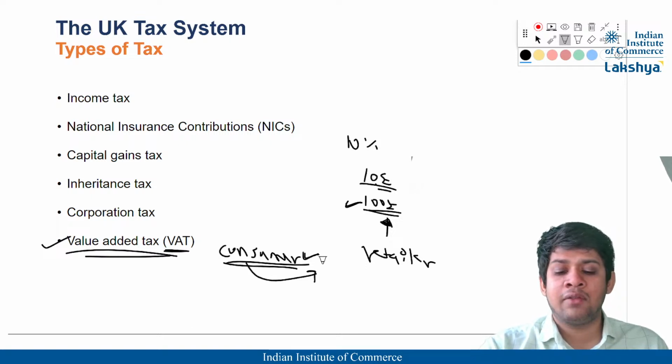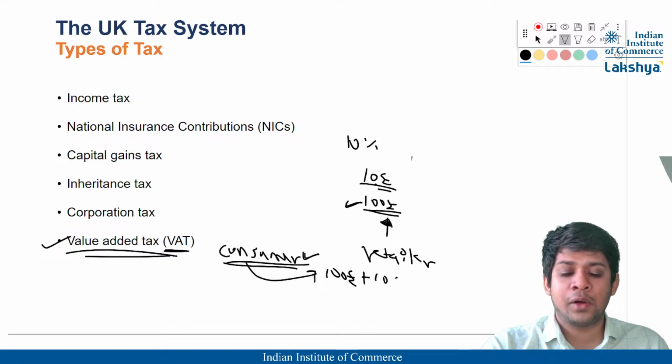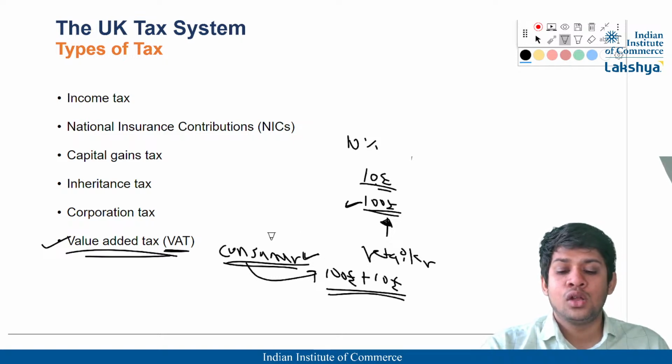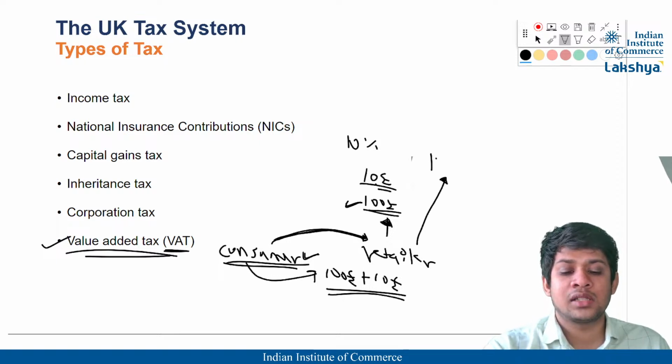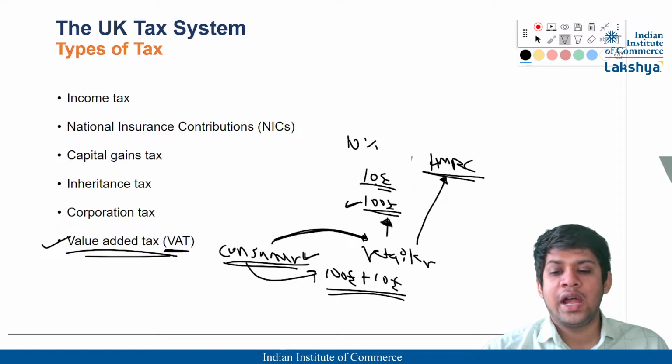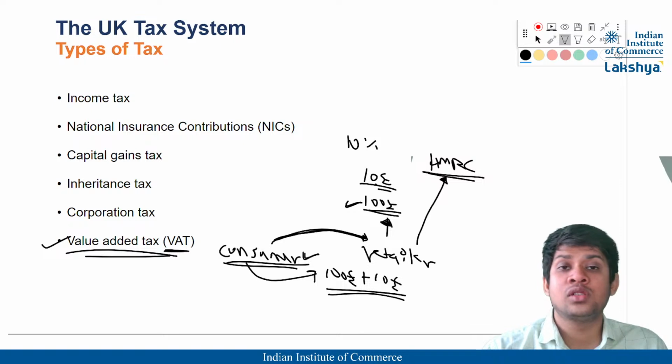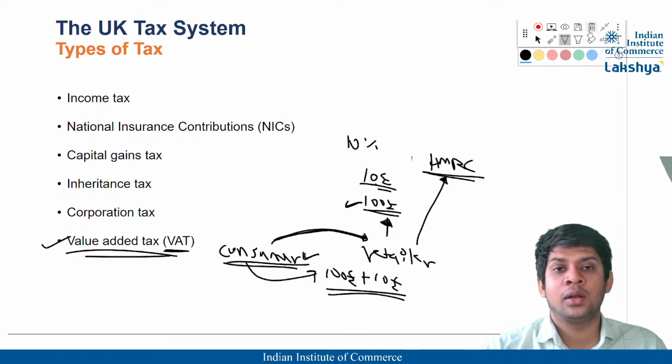So as a consumer, I will pay the retailer 100 pounds for the sale and 10 pounds also for the tax, right? So technically the retailer collects from me the amount of tax, and then retailer gives it to HMRC, right? Retailer gives it to HMRC. Okay, this is known as value added tax. So as I told you, whenever you purchase goods, they are tax inclusive. That means you've already contributed the amount of tax when you purchase such goods.